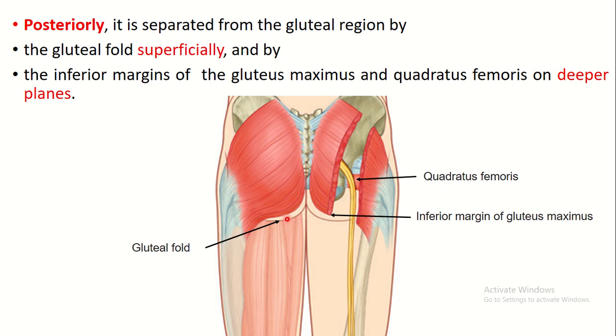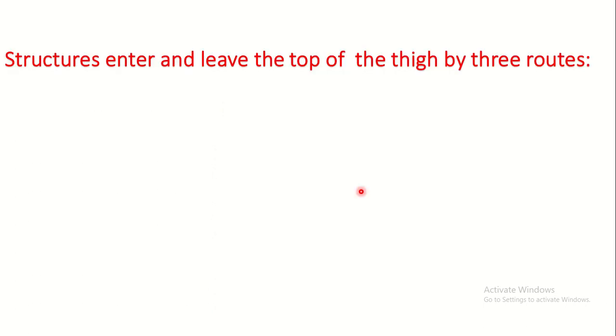هذا superficially, and on a deeper plane, separated by the inferior margin of this muscle called gluteus maximus muscle and the other small muscle which is the quadratus femoris muscle. هنتكلم عن structures that enter and leave the top of the thigh by three routes. Structures enter and leave the lower part, or the bottom, of the thigh by one route.